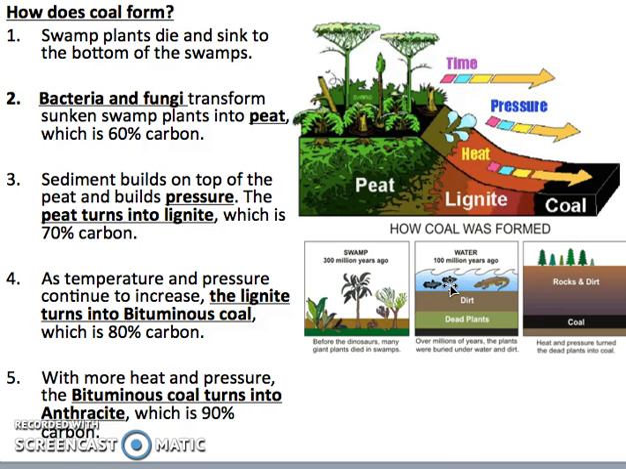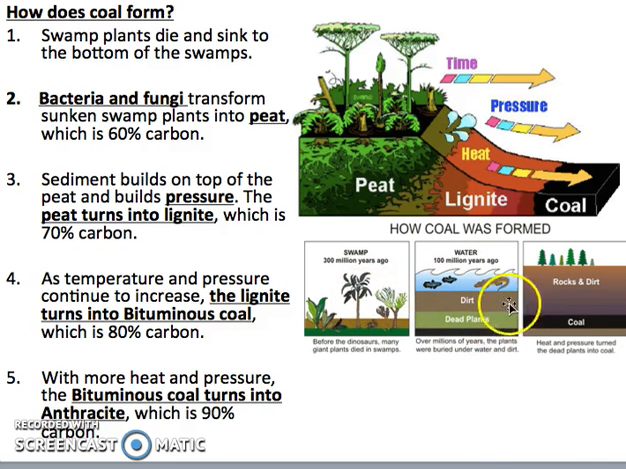Now let's talk about coal. Coal is formed not from microscopic organisms but from plants. Way back 300 million years ago, the earth was covered with tons of plants and swamps, and when they died, they got covered with dirt and sediment. And with increasing temperature and pressure, it actually made coal.